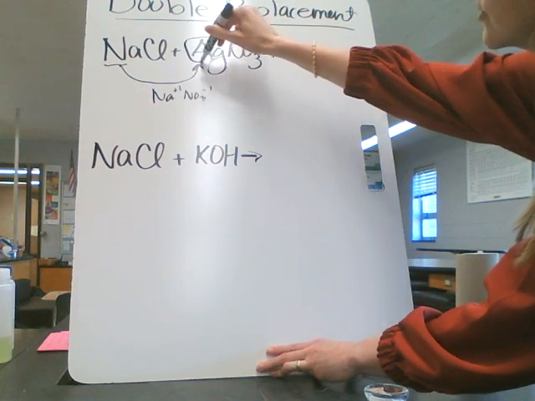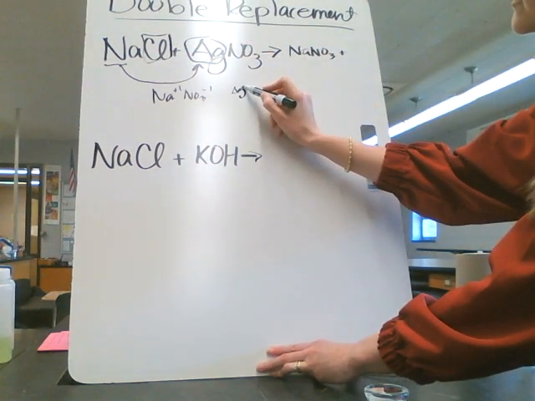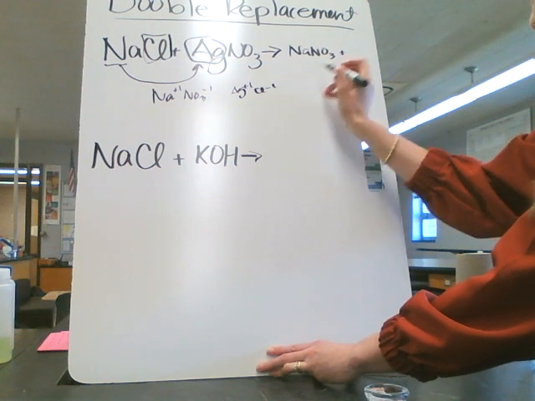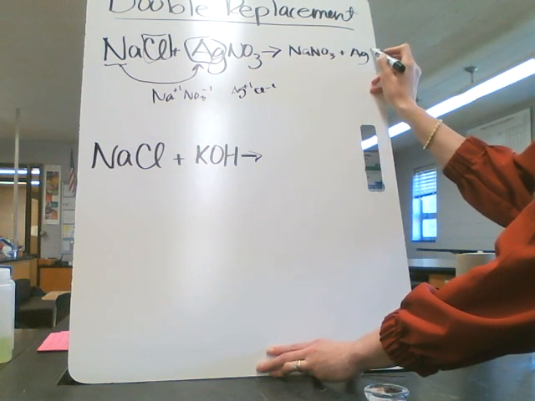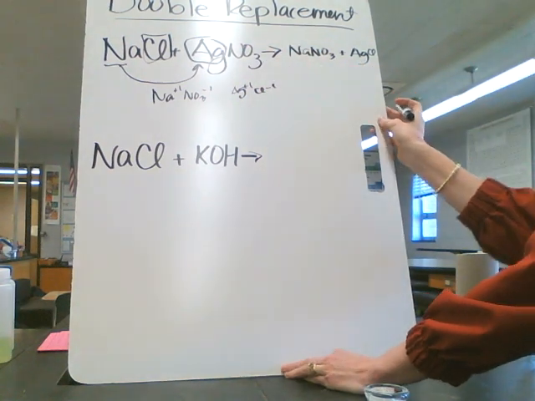And now the Ag has to go with the Cl. Ag is plus 1. Cl is minus 1, so AgCl. And then we have to balance that. There's one of everything, so this is already a balanced equation.